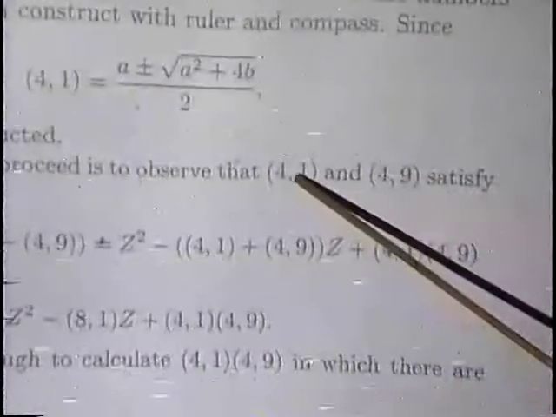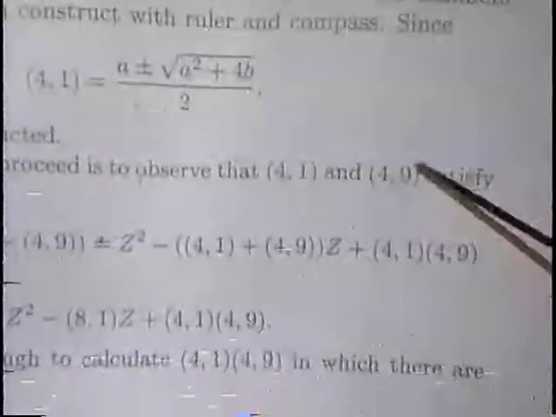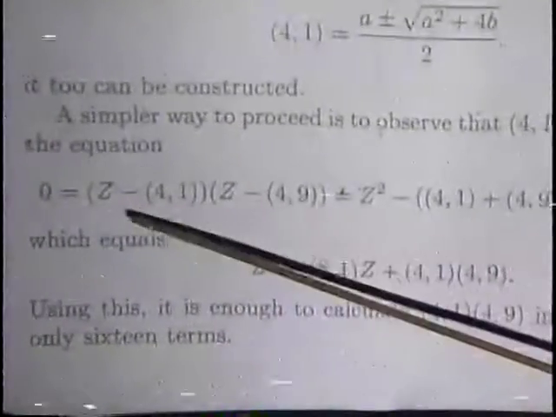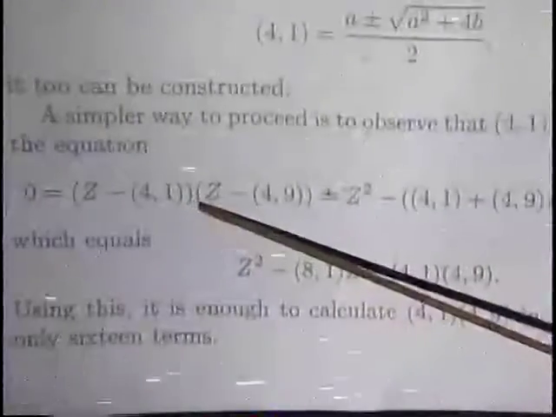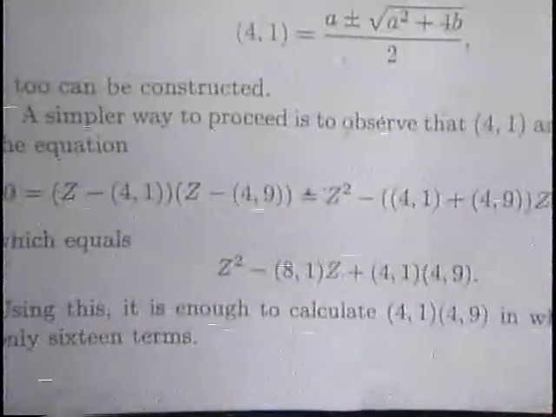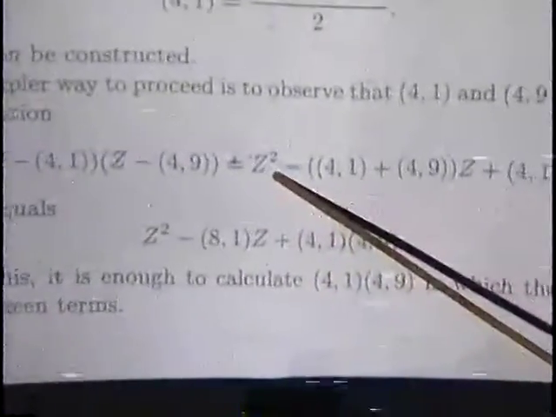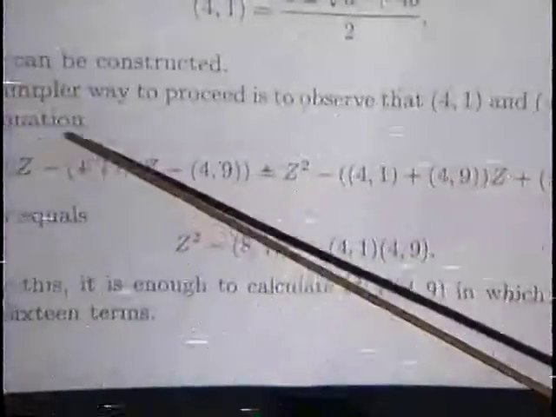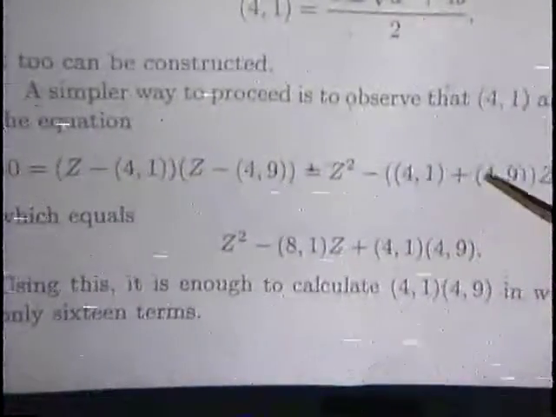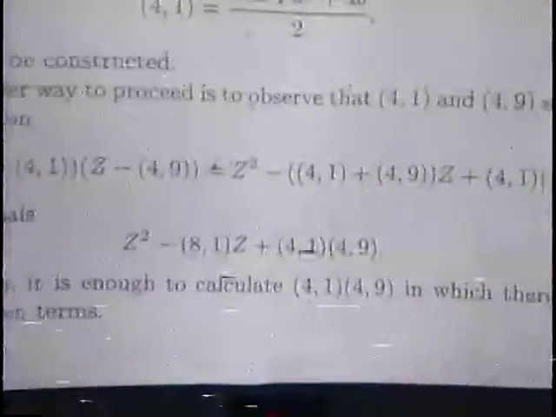I take 4,1 and 4,9 and observe that they're the two roots of this equation, because 4,1 makes that vanish and 4,9 makes that vanish. So I multiply out. So it's z squared, then I get cross terms. This cross term and that cross term give me that, but the sum of these terms just gives me everything that made up that period of length 8. So that just gives me 8,1.